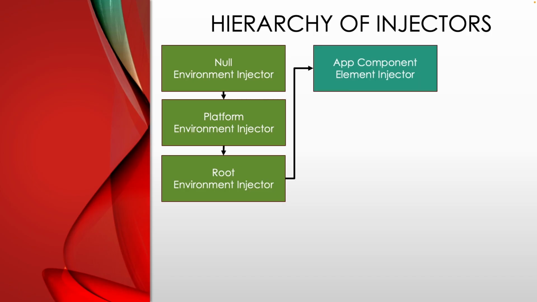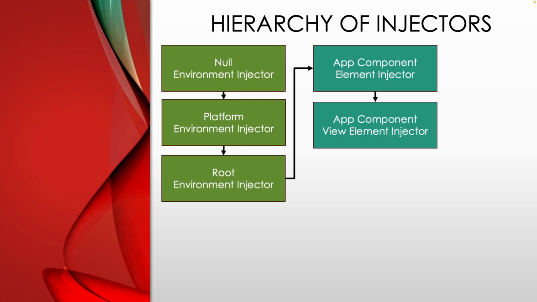Next up, the app component element injector. Yes, every component has its own injector. Actually, it has two. One on the host element and one inside the view of the component. Both are technically element injectors, but exist at different levels. To better understand this, let's look at the component decorator interface.